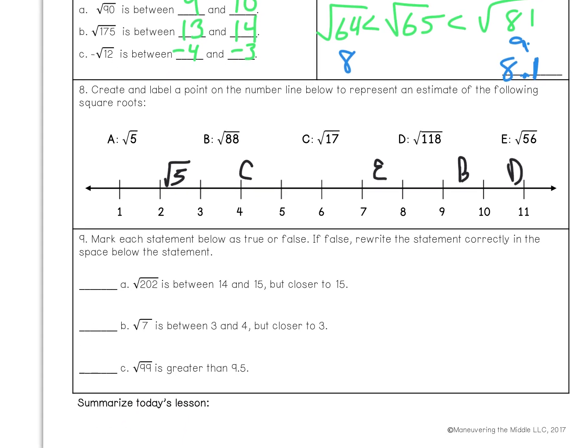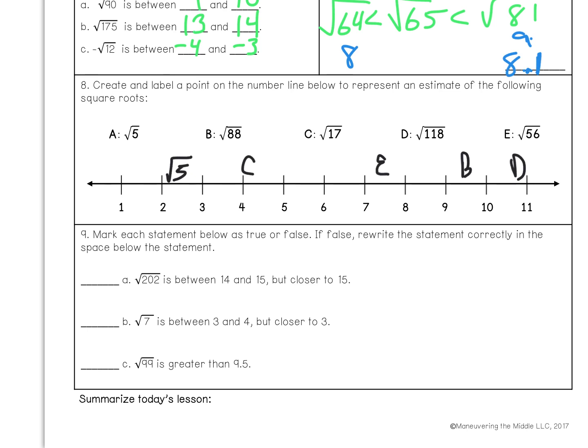So we'll do one last thing, and then I'll let you guys work on the assignment. Mark each statement below as true or false. Number 1: the square root of 202 is between 14 and 15, but closer to 15. False. Okay, so let's highlight the thing that isn't true about it. What isn't true about that? Closer to 15. Yes. So it is between 14 and 15, but it is not closer to 15. False.